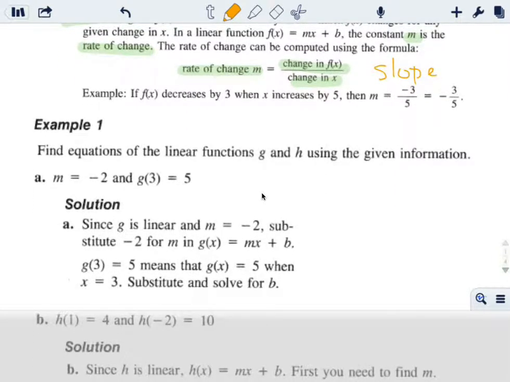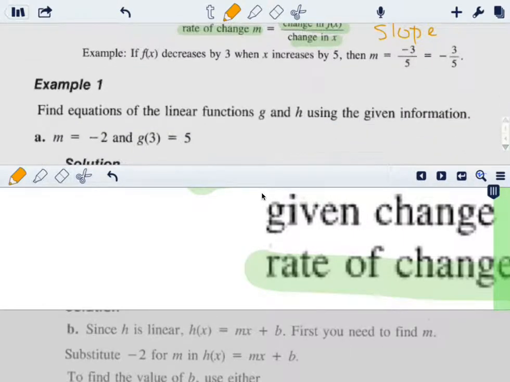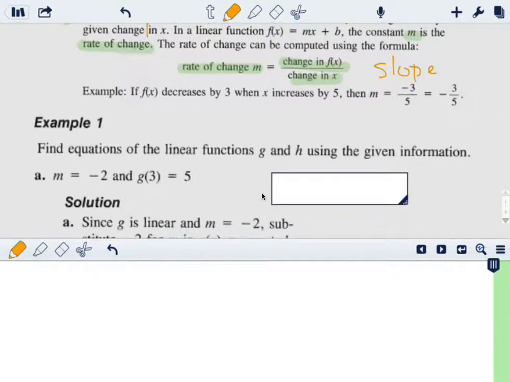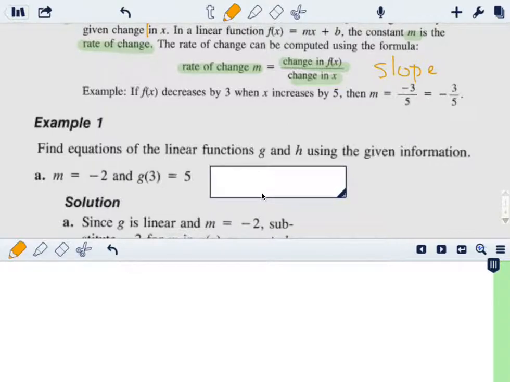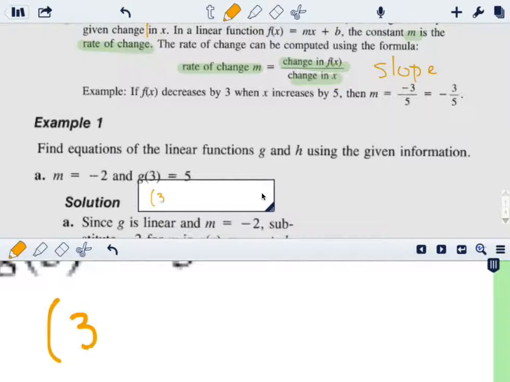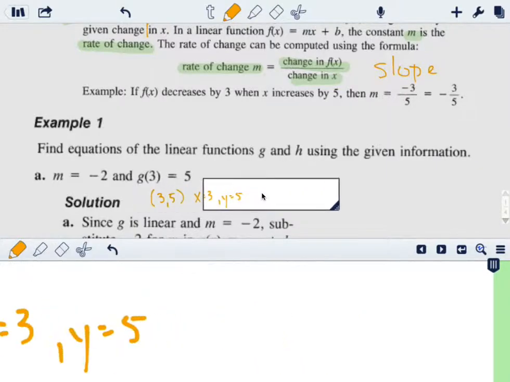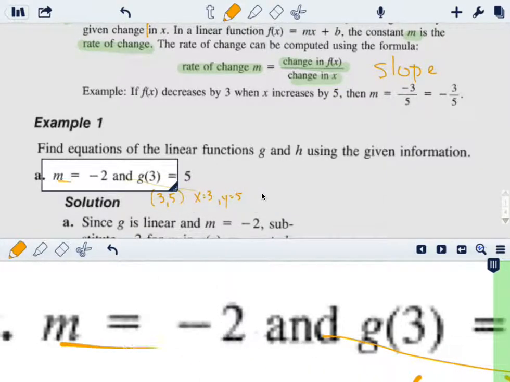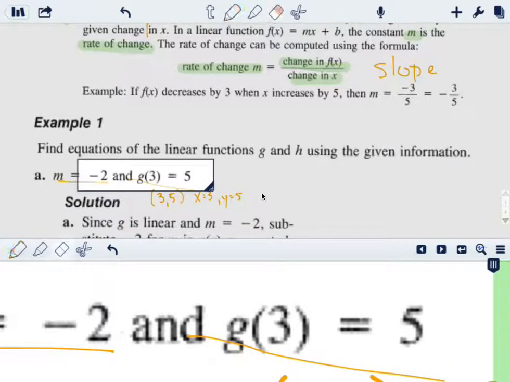Okay, so when we want to find equations of linear functions, finding an equation of a linear function, g and h, using the given information. So the first one, we have g of 3 is equal to 5. This is the same thing as having the point (3, 5), or x is equal to 3, y is equal to 5. And we have m. Here's m. m is equal to negative 2.